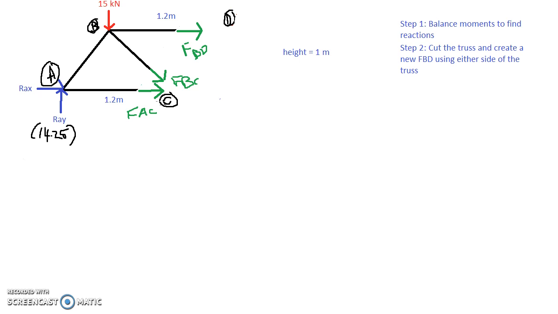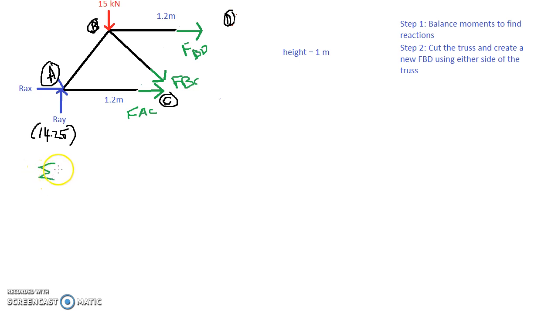Now we talked about a couple of different methods to do that. This time I'm going to start by just summing the forces in the y direction to find FBC. The reason I can do that is because FBC is the only unknown with a vertical component. FAC and FBD are purely in the horizontal direction. They do not have a vertical component. So what I know is that the vertical component of FBC must balance out RAY and 15 kilonewtons, all right? So let's go ahead and do that really quickly.